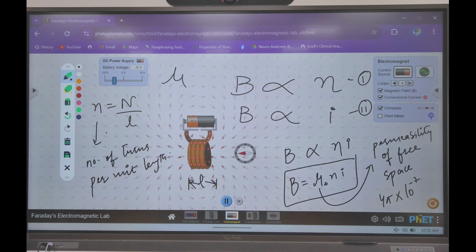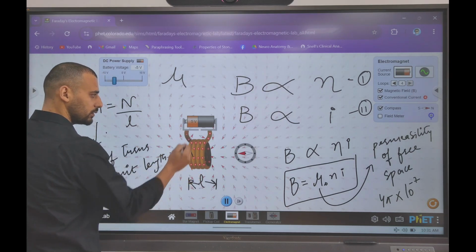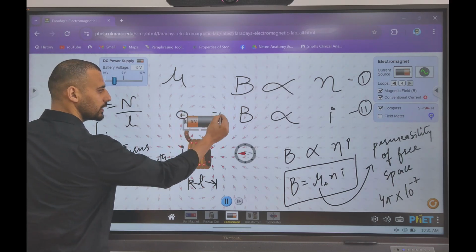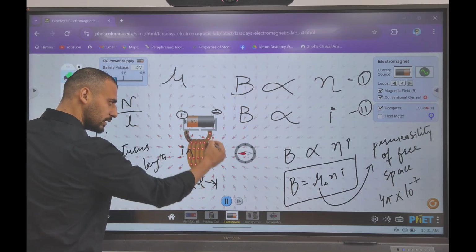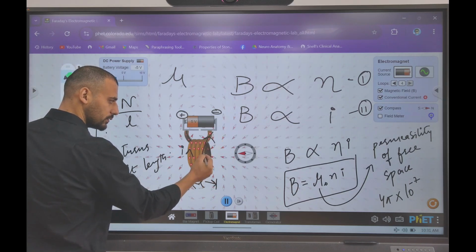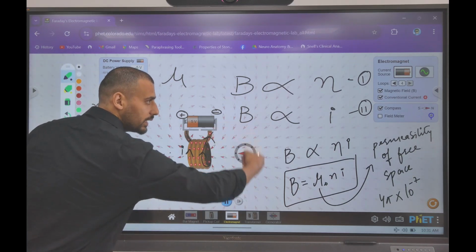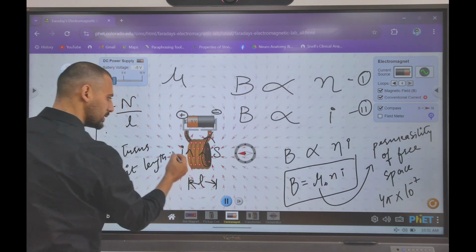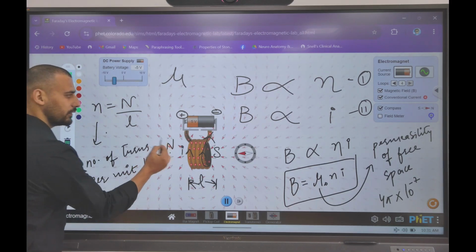Okay? Yes? I is the current. See, this is the positive terminal, so the current is flowing like this. This is positive, this is negative, so the current will flow from the positive terminal, come like this, like this, like this, so finally go like this. So when the current flows in this way, we have the south pole, right? And like this, from here it will be north. So therefore the magnetic field will be like this.